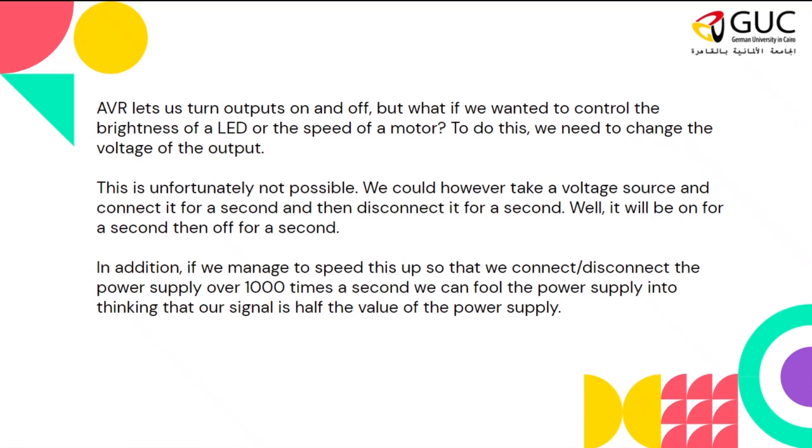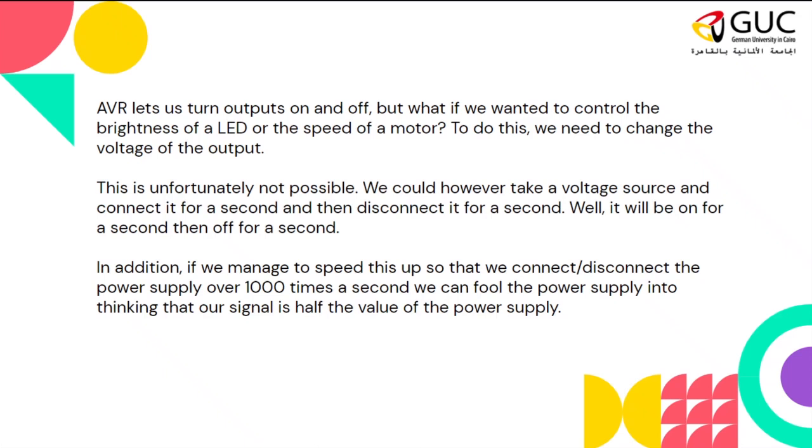So stepping it up, if we manage to speed this up so that we disconnect the power supply over 1,000 times a second, we can fool the power supply into thinking that our signal is half the value of the power supply. Okay, what does this mean?